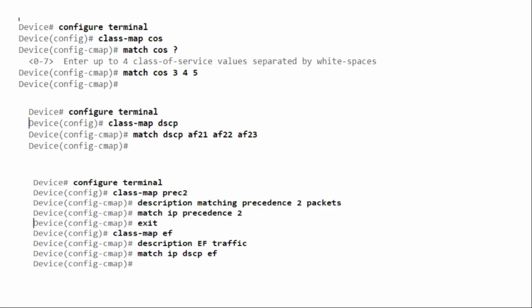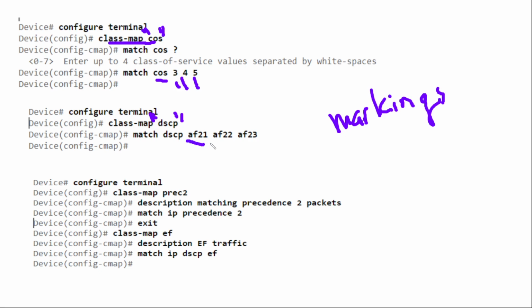Okay, we have seen how access lists work, so now let's see how working with markings will work. In this case, I am classifying all the traffic that has the cost value 3, 4, and 5 with this class map named cost. And with this class map named dscp, I am identifying all the traffic that has the dscp values AF21, 22, and 23. And with this class map prec2, I am identifying all the traffic that has the precedence set to 2.